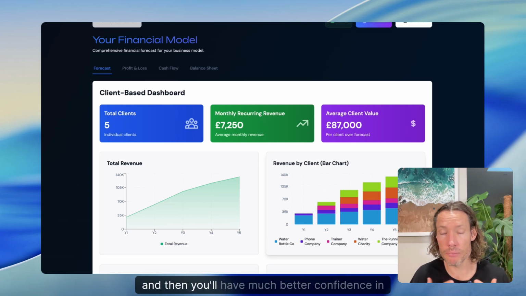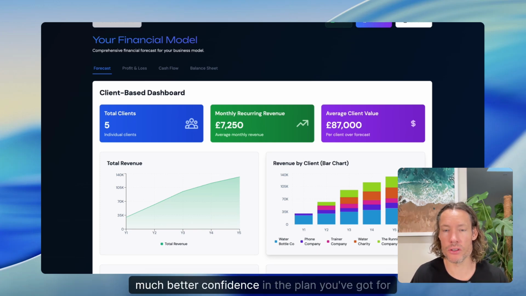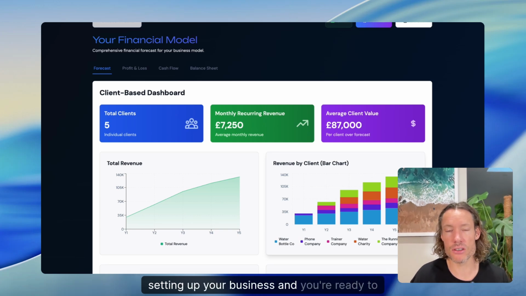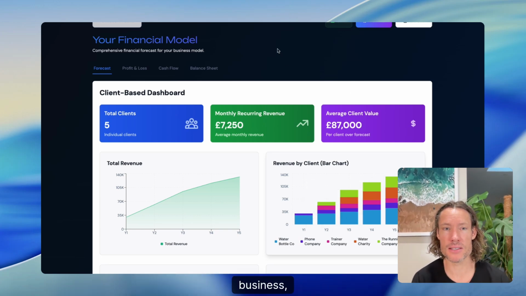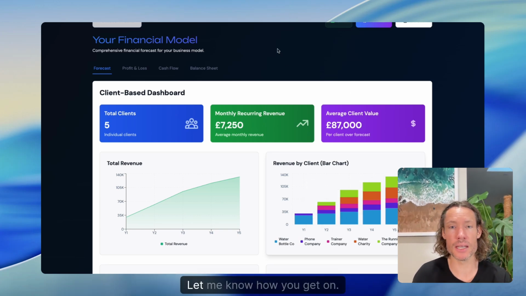And then you'll have much better confidence in your numbers, much better confidence in the plan you've got for setting up your business, and you're ready to launch. So if you're looking at setting up a client-based business, then give this a go and let me know how you get on.